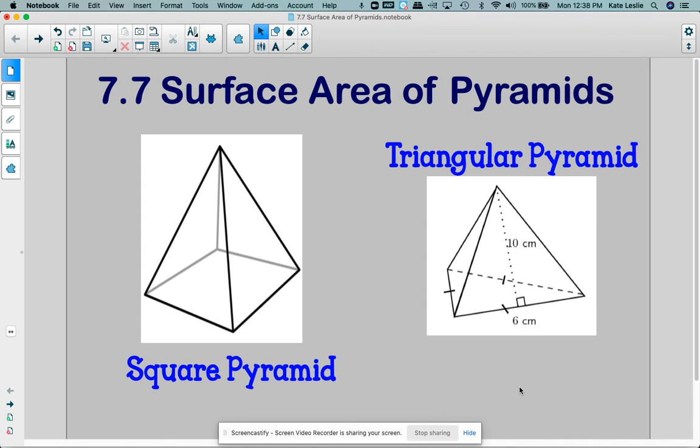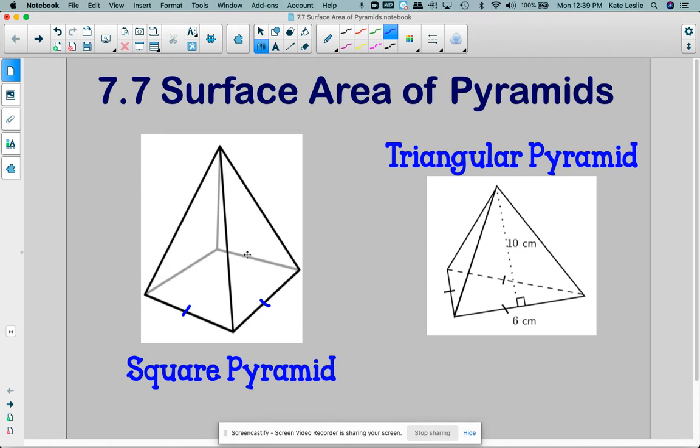Hello everyone! Today we're going to be talking about 7-7, which is surface area of pyramids. As you can see down below, this is a main focus on square pyramids and triangular pyramids. Just a few reminders before we get started: a square pyramid is a pyramid that has a base of a square. Just a few reminders about squares.